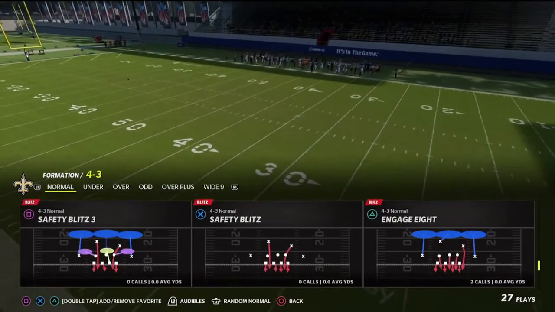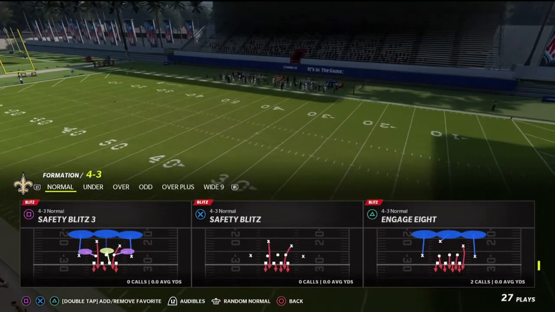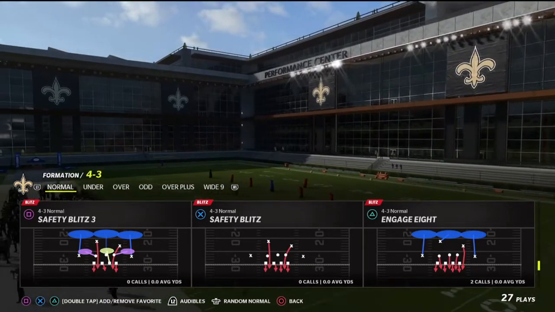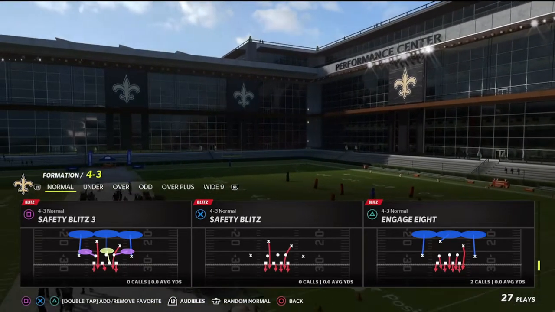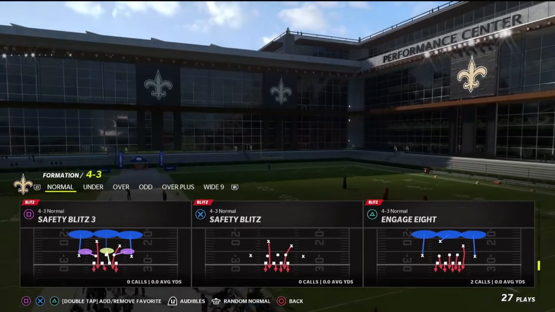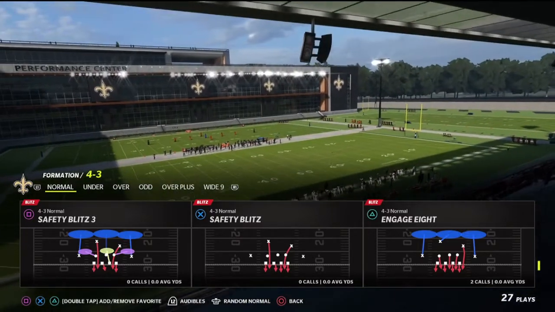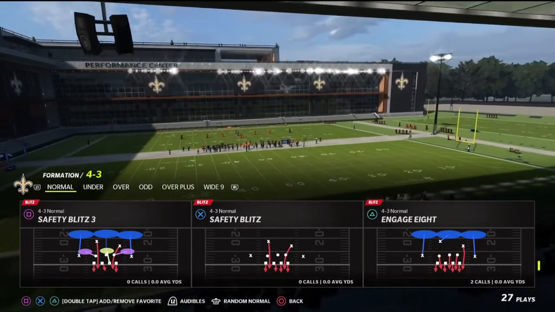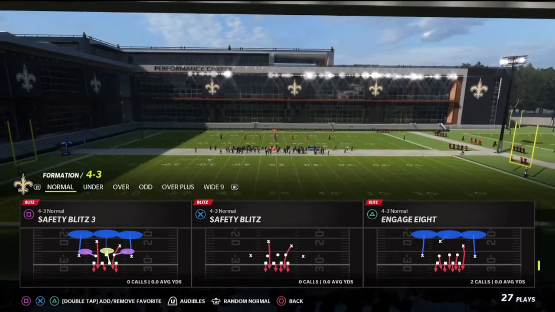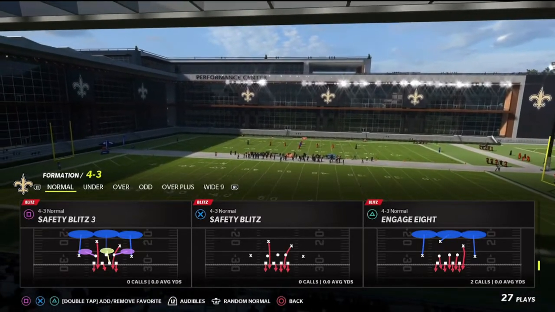Now there's one other distinct one, and there it is in the middle there, and that is the cover 0 zone blitz. Okay, or cover 0 zone blitz, cover 0 man blitz. Listen to me, cover 0 man blitz. Okay, that is another distinct concept in WFL as far as a defensive concept.